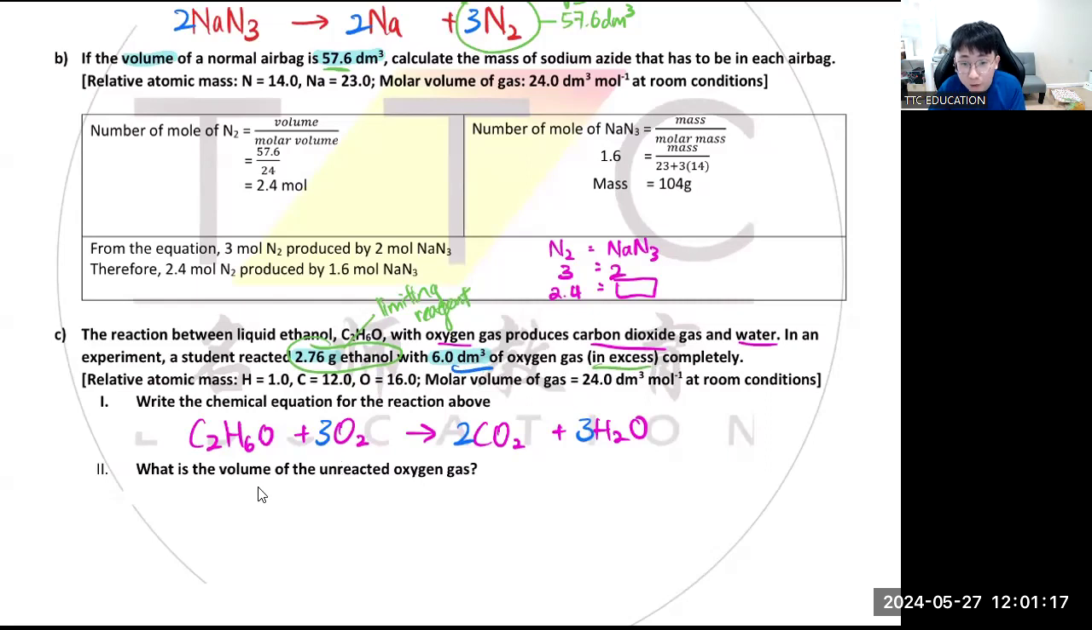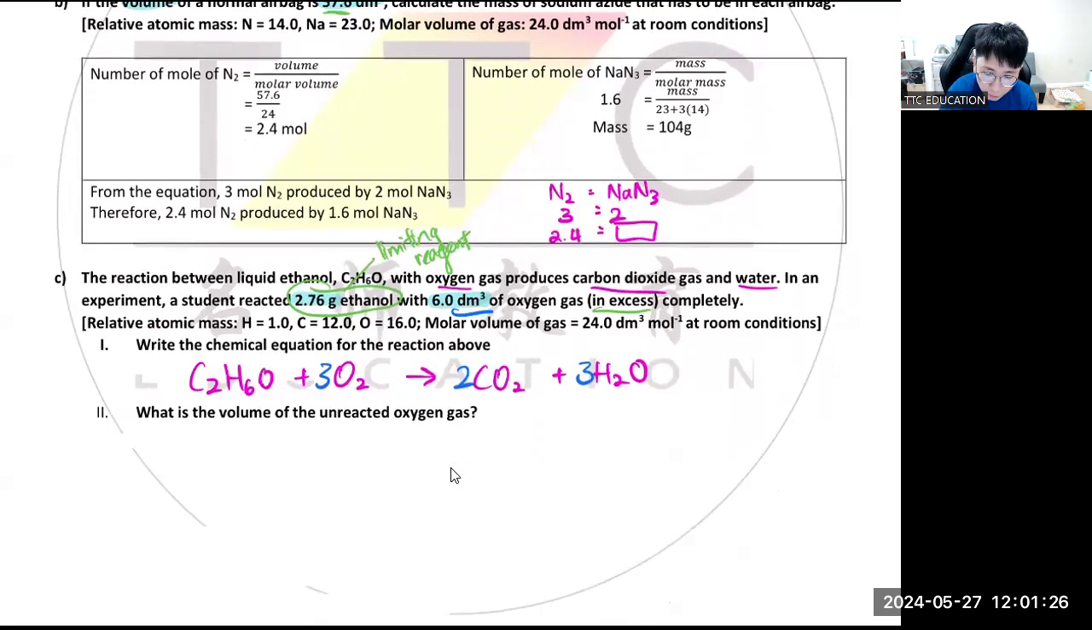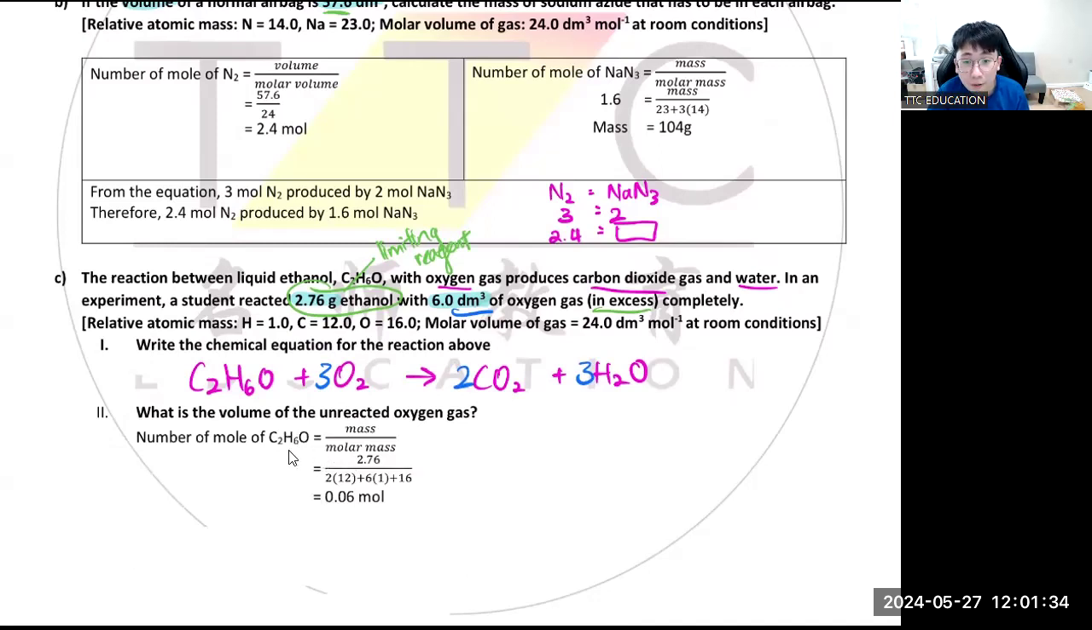Then later on, when you calculate your volume of oxygen gas, you take the 6 minus the one that you use out. Okay, so what's the meaning of this? You see, from here, I can start with my first calculation. I do my number of mole equals mass over molar mass for my ethanol. Do as usual, guys.